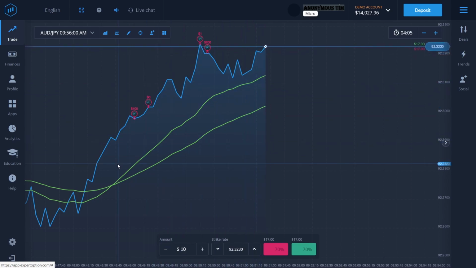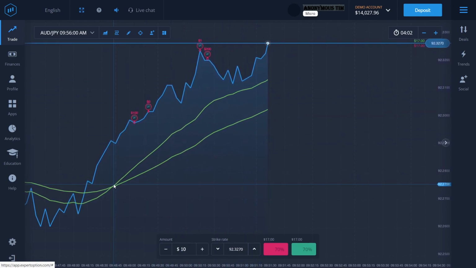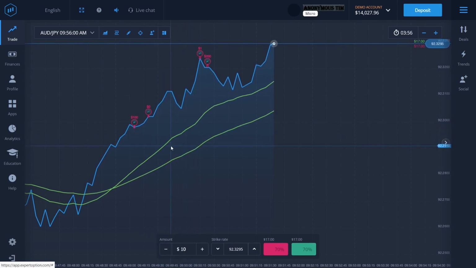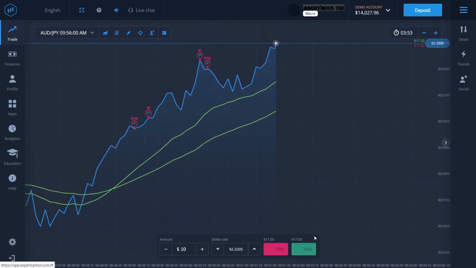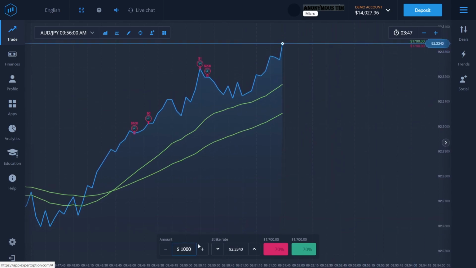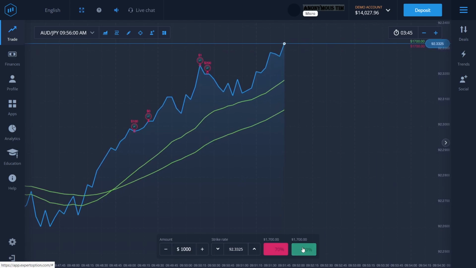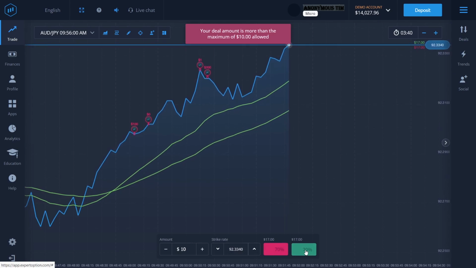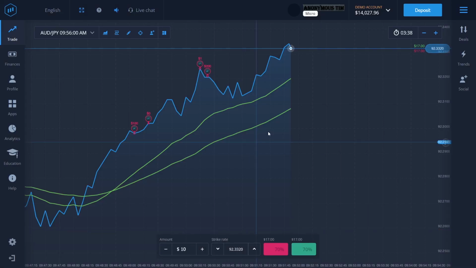So let's say, at what time was this? Let's say about a few hours ago, if I'd come here and placed a trade, I would have probably sold because it's going up. Yeah, so I'm going to try to place a trade because the graph is going up, so I'm going to sell. Hopefully, oh, okay, it doesn't mean I need to only place $10. So as you can see, it's going up. So hopefully, I make a profit.